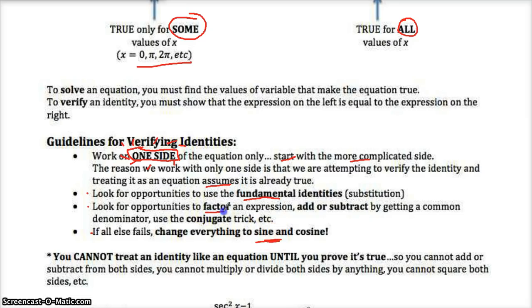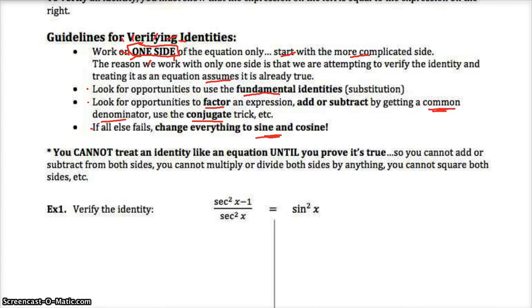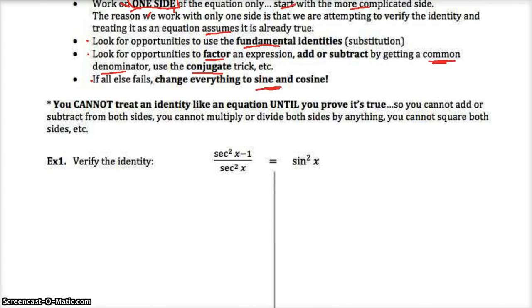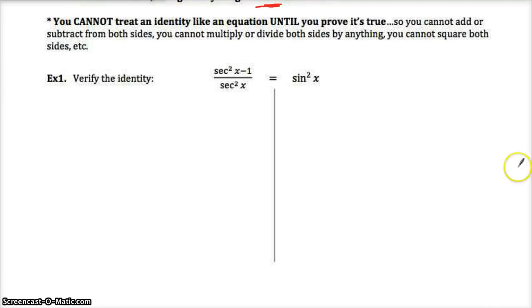You might need to factor. You might need to get a common denominator of your fractions and add or subtract those fractions. You might need to multiply by the conjugate to get a common denominator, or just to make it simple. So use this list of hints or advice that we have for you as you go through, and I'll take you through as many identities as I can.